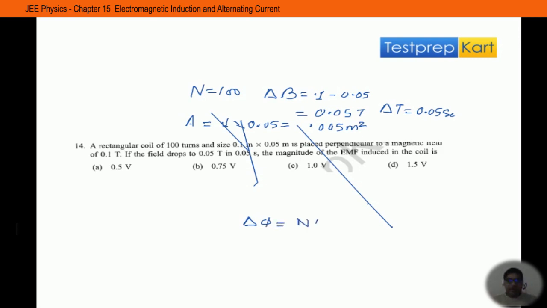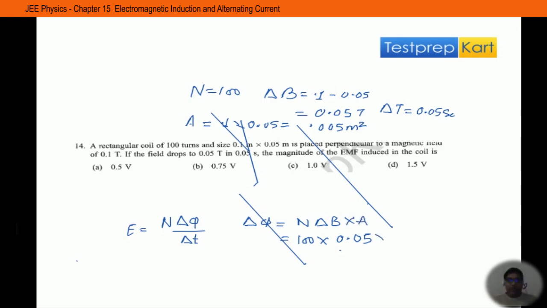N delta B. Okay. So it is 100 into 0.05. So let's write it as such. We'll perform final calculation later on. And induced EMF is equal to net change in flux, that is N into delta phi over delta T. Okay, and this delta phi is N into B into area of this.